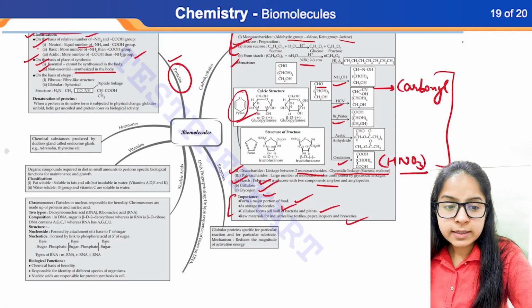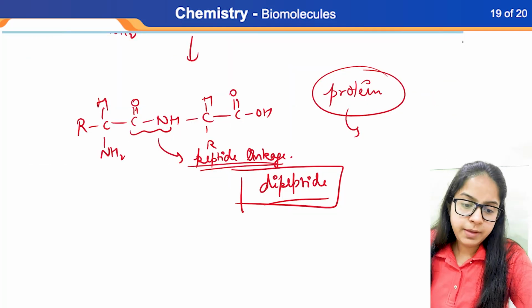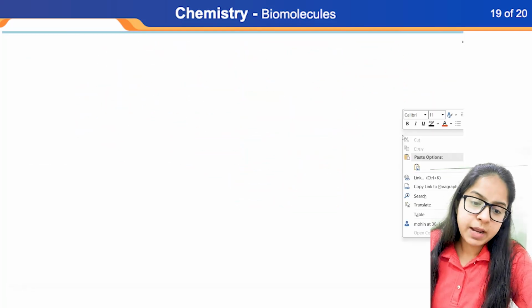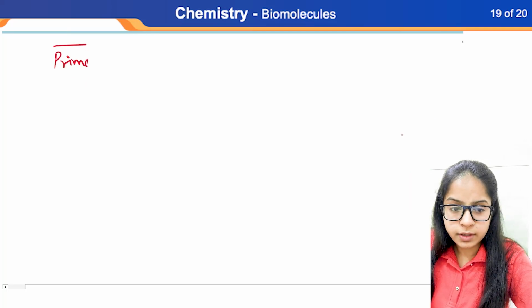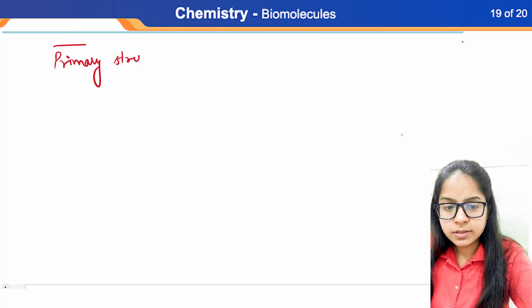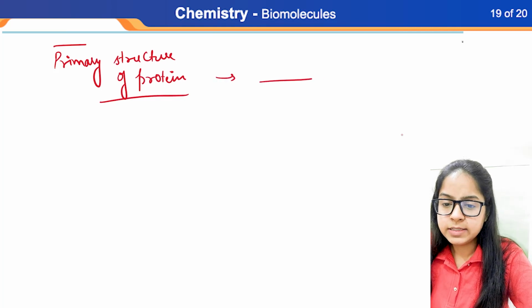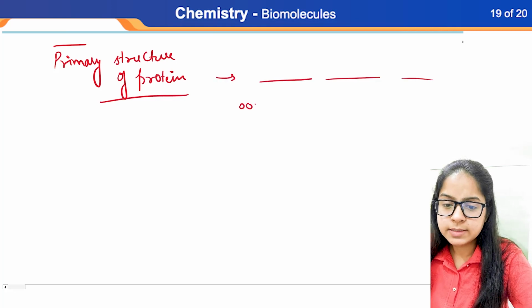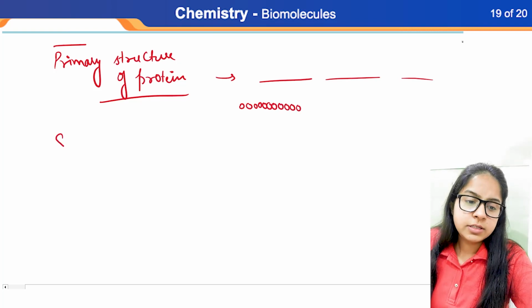So there are quaternary structure, secondary structure. See, in the starting, the peptide linkage is there. Okay, this is the primary structure of protein. Primary structure of protein means the peptide linkages are there. Only the amino acids connect in a straight chain. This is the primary structure.